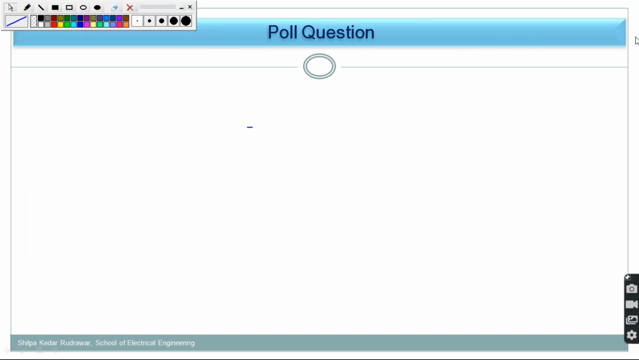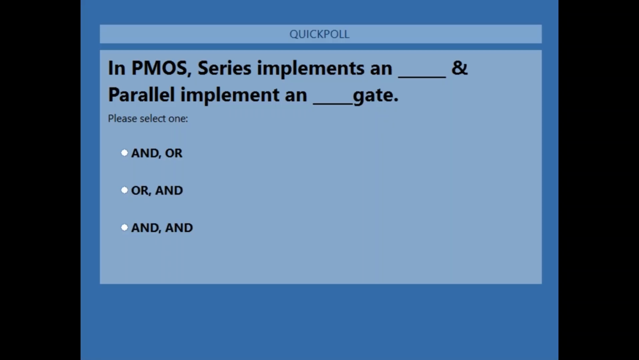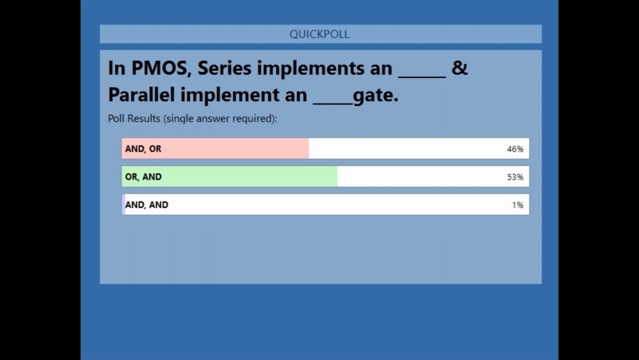So I am launching the poll. PMOS logic, series implements which gate, and parallel implements which gate? B. So this is the right answer, as I told you in earlier PPTs also.